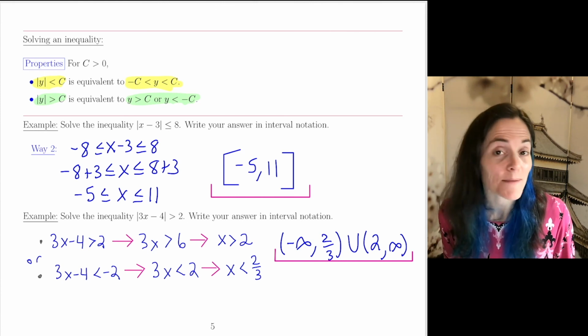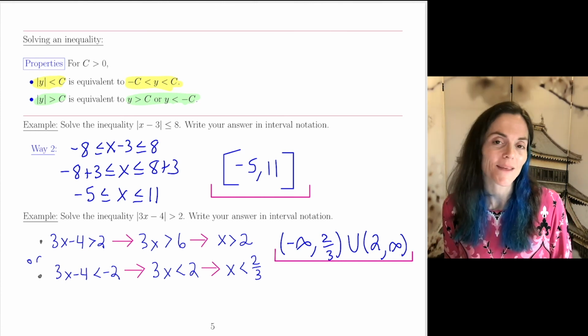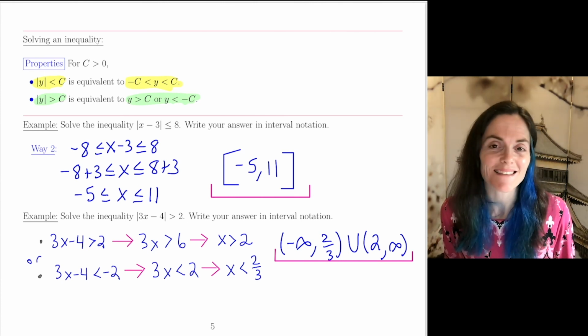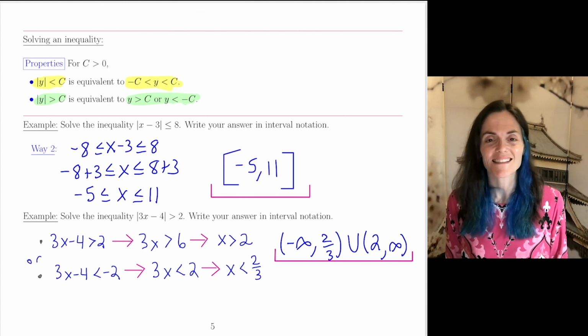This was our absolute value lesson. At this point, you can work the exercises and move on to the exercises video.